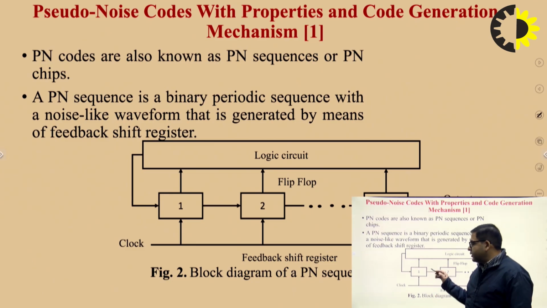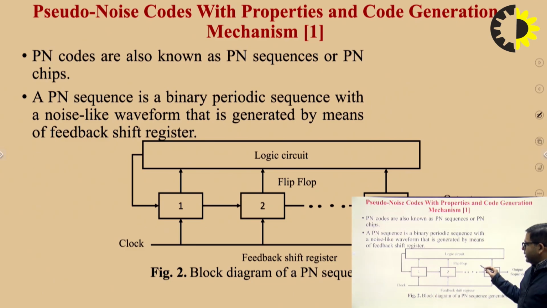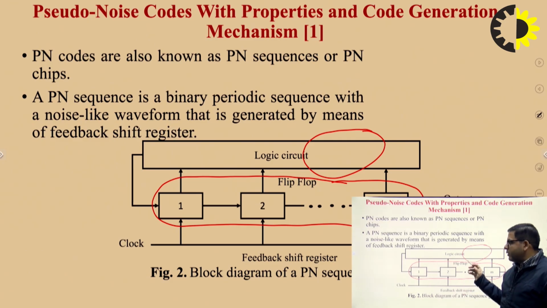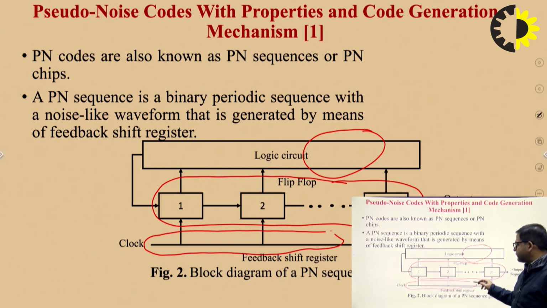As we can see in this figure, it contains a shift register made from flip-flops and a logic circuit. In this logic circuit, we perform different kinds of logical operations. Usually, we use modulo 2 addition for the generation of the PN sequence. The feedback shift register output is fed into the logic circuit, and all the flip-flops in the shift register are governed by a single clock pulse, as we can see from this figure.